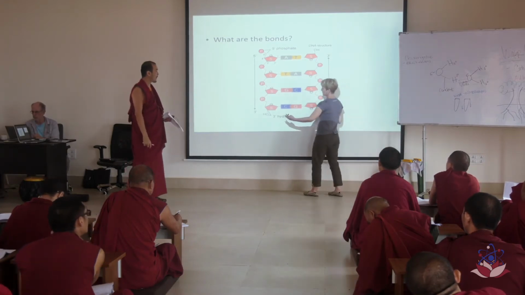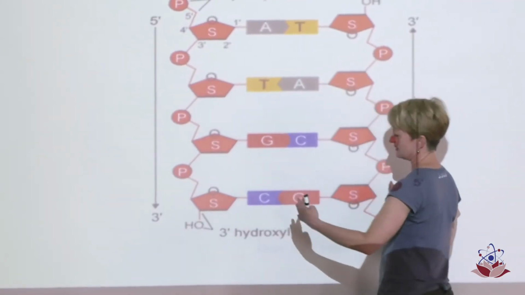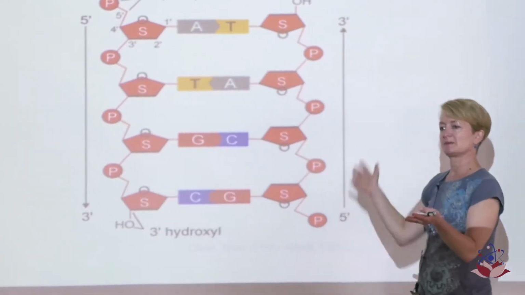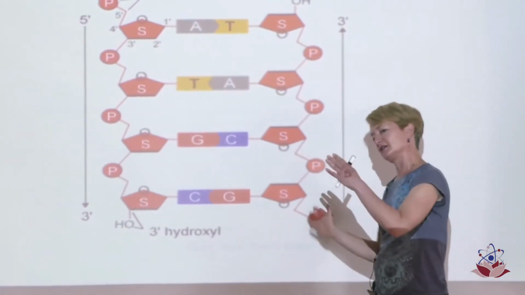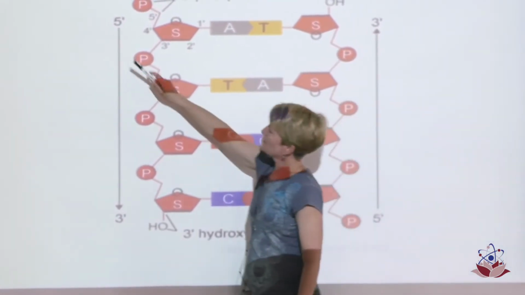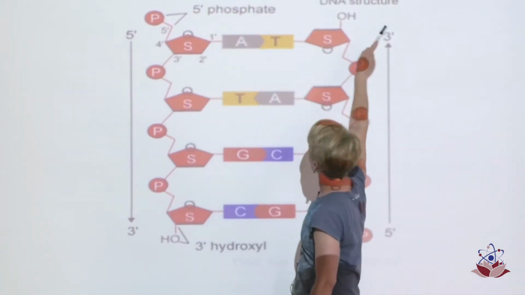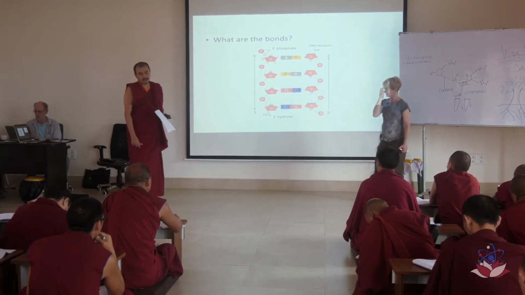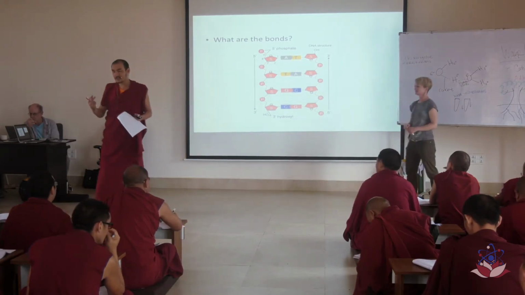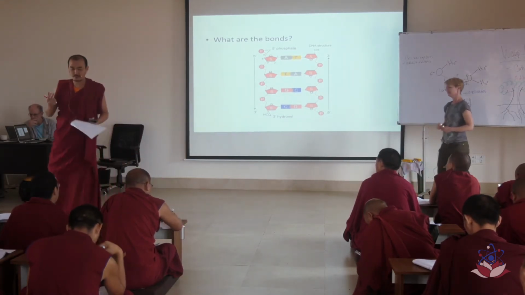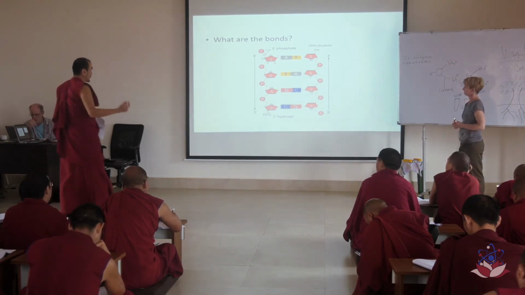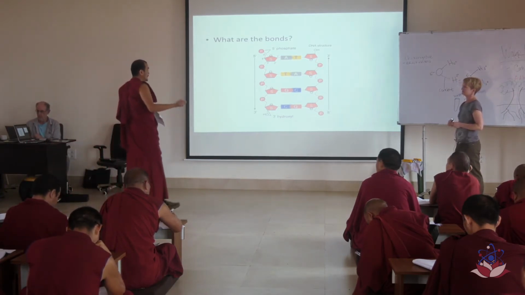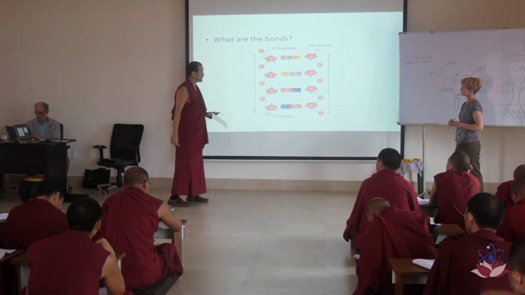And whether we're talking about formation of a DNA molecule or DNA base pairing with RNA or RNA base pairing with RNA, it always has to be 5' to 3', 3' to 5'.